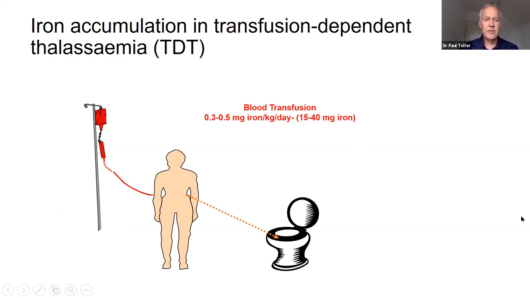Well, the basic problem is that when we give a transfusion, we're giving a certain amount of iron. Iron is part of the hemoglobin molecule, and the body doesn't have a method for getting rid of extra iron that comes in with the blood. And it's quite easy to calculate how much additional iron is accumulated in the body with each transfusion. And this equates to somewhere between 0.3 and 0.5 milligrams of iron per kilogram per day, depending on the size and depending on the transfusion intensity. So this is iron that gradually accumulates in somebody on regular transfusion.